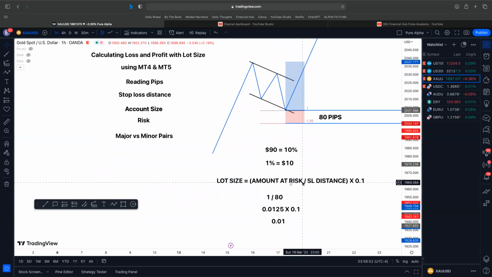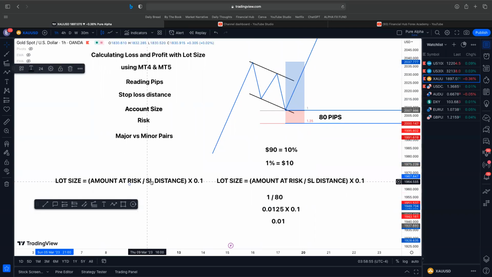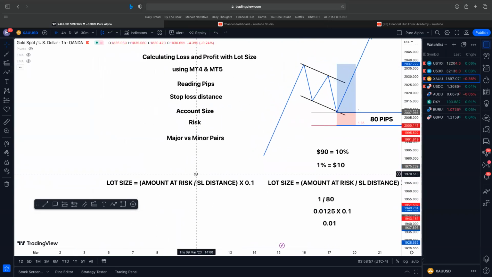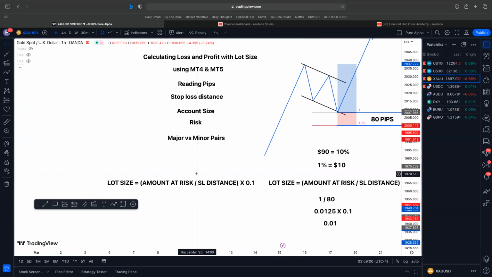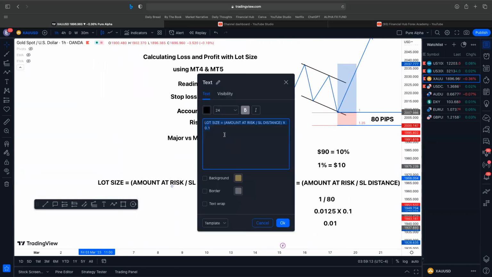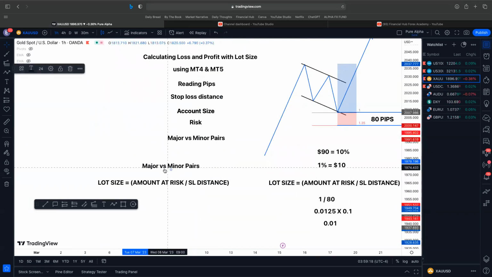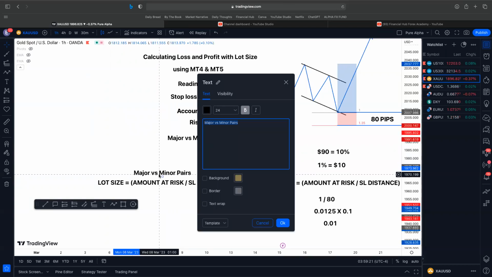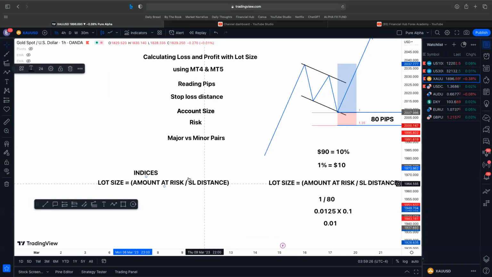But when it comes to other things like indexes, let's go to index. Let's say you're trading, I've had many people trading the S&P, Dow Jones, and NASDAQ. When it comes to trading these, it's a bit different with how you calculate your stop loss and your account size. So everything over here remains the same, but we remove this. It'll be important for me to mark this. When you're doing indexes, it's a bit different. So when you're calculating indices, this is what you're going to do.